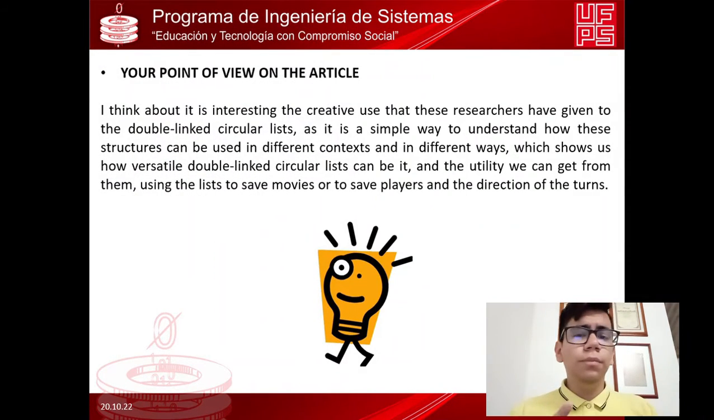My point of view of this article is that the creative use this research has given to the double-linked circular list is interesting, as it is a simple way to understand how these structures can be used in different contexts and different ways, which shows us how versatile double-linked circular lists can be, and the utility we can get from them. Using the list to save movies or to save players and the direction of the turns is a way to understand the functioning of this type of structures and know how to use them in real projects.